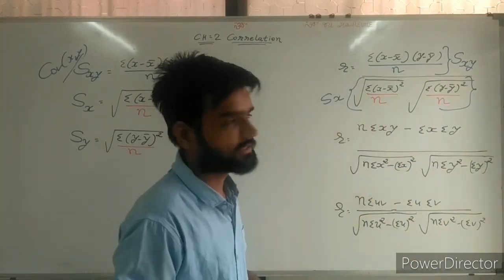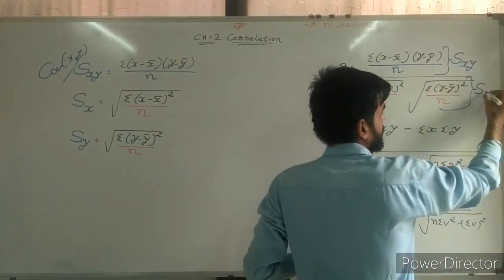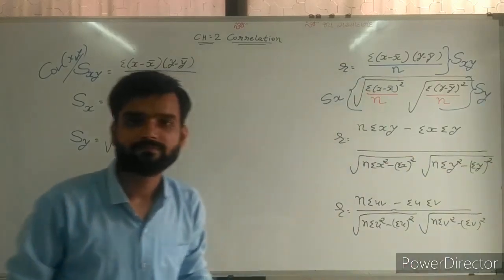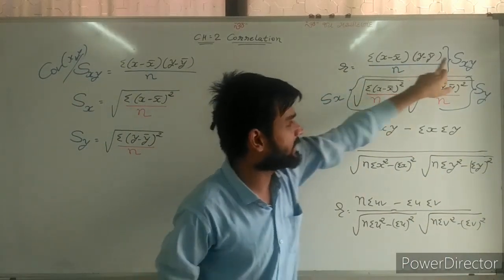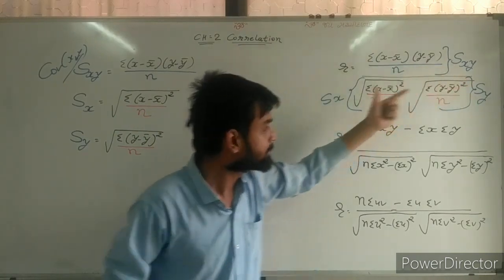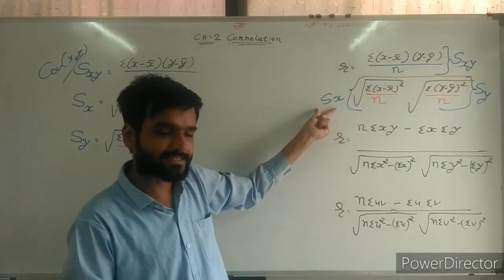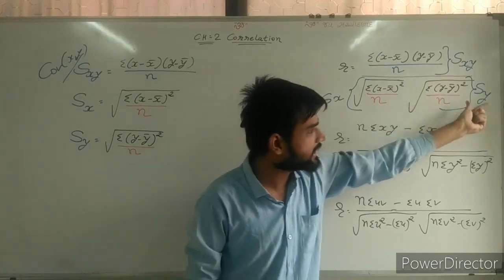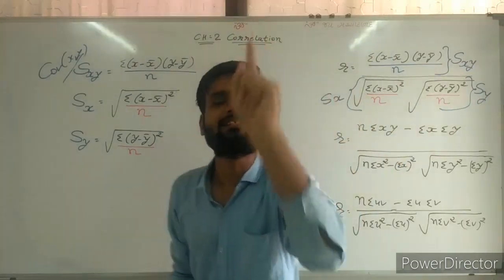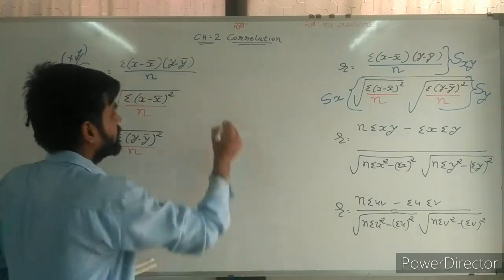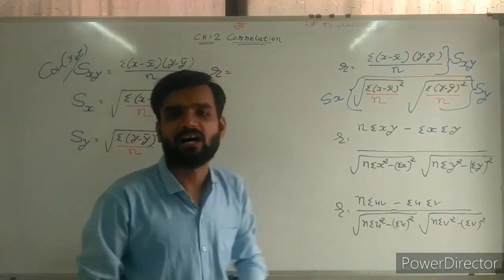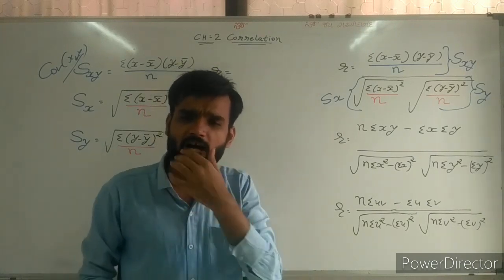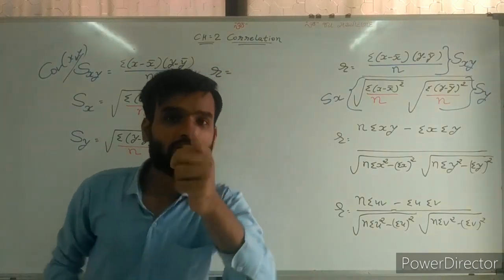Sir, another Sy. So we can say numerator is Sxy, in denominator it is Sx, and this denominator is Sy. So on this basis I can make the formula of R. Sir, R formula? Yes. Correlation coefficient.